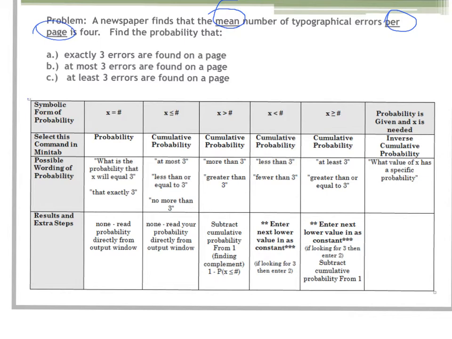When you're looking at x equal to a certain number, you're going to be using just a basic probability command in Minitab, and the wording that you might see when you're looking at x equal to a certain number is, what is the probability that x will equal, or that you will have exactly some number? And I'm going to show you how to use that in Minitab.